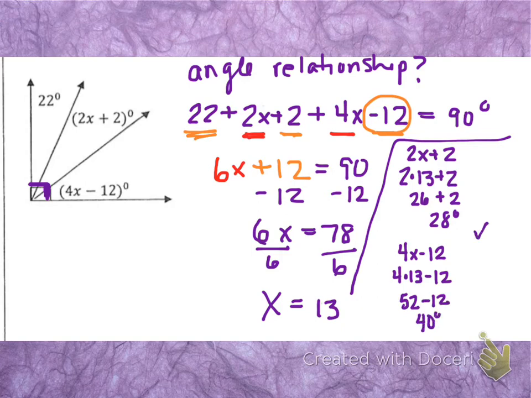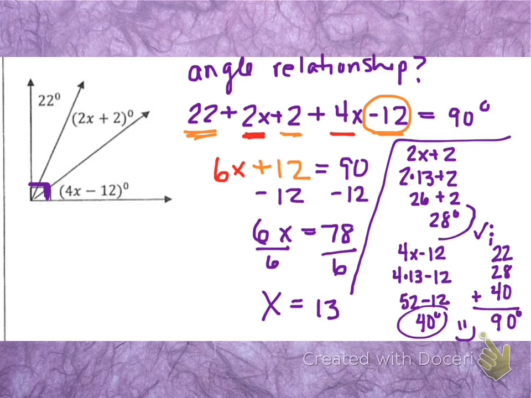Now I want to think through my check. Let's make sure it makes sense. They're supposed to all add up to 90 degrees. So I had 22, I have 28 and 40. And I want to add those up. 8 and 2 gives me 10. And I've got 4, 5, 6, 7, 8, 9, 90 degrees. That makes sense for the problem. So that's good. I've got 40 degrees and 28 degrees for my angle measures. So bringing together the angle relationships that are new with the equation solving that we already know.